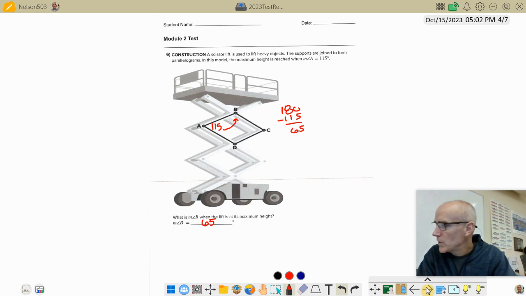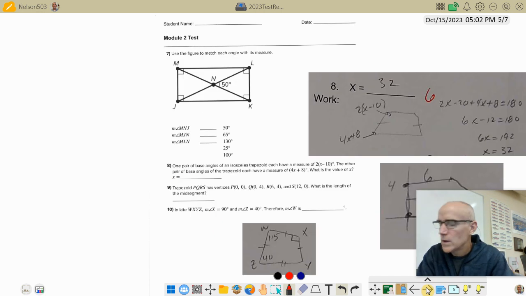On number 7, we have this figure here, and it tells us that we're looking for MNJ. So here's MNJ. This is a vertical angle with this 50 over here. So 50 is MNJ, lines up directly with that number right there. Then it wants us to find MJN. So MJN, this one right here, right?